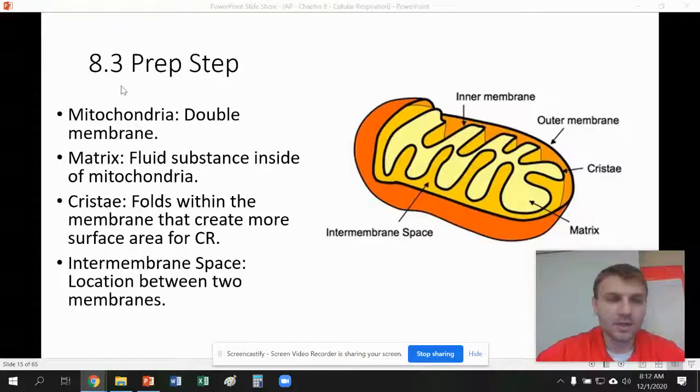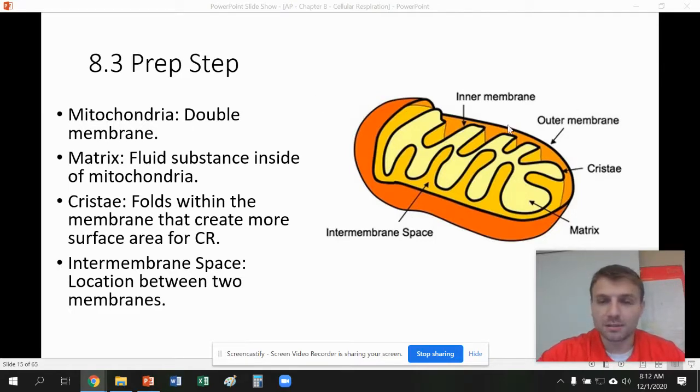All right, 8.3 is going to specifically talk about the prep step. The prep step is the step between glycolysis and the Krebs cycle. In some books and in some websites or content, you might actually see this incorporated with the Krebs cycle, but we're going to specifically take this apart and look at it individually. We're also going to look at mitochondria a little bit more deeply. So let's take a look here.